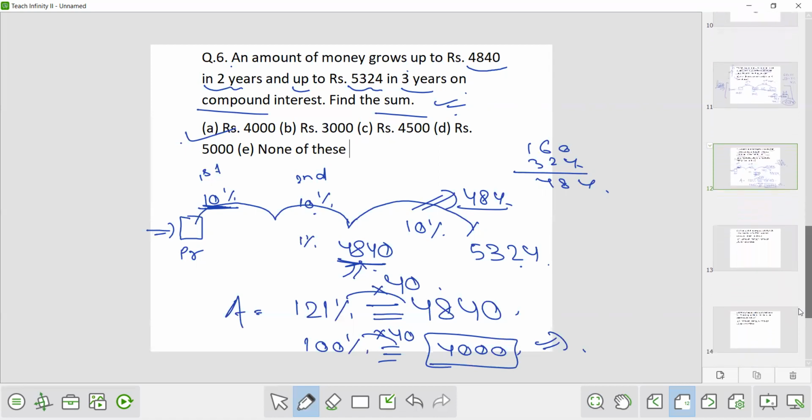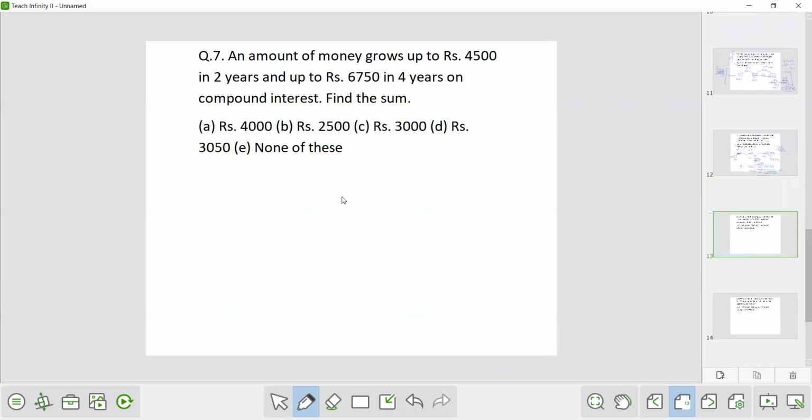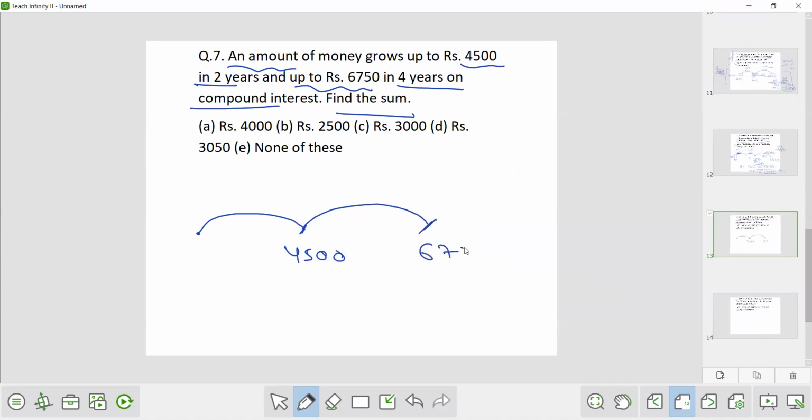Okay, fine. An amount of money grows up to 4,500 in 2 years and up to rupees 6,750 in 4 years on compound interest. Find the sum. Here the growth for 2 years is given. Initially after 2 years it grows to 4,500, and again after 2 years the sum grows up to 6,750. So you have to find the initial sum.